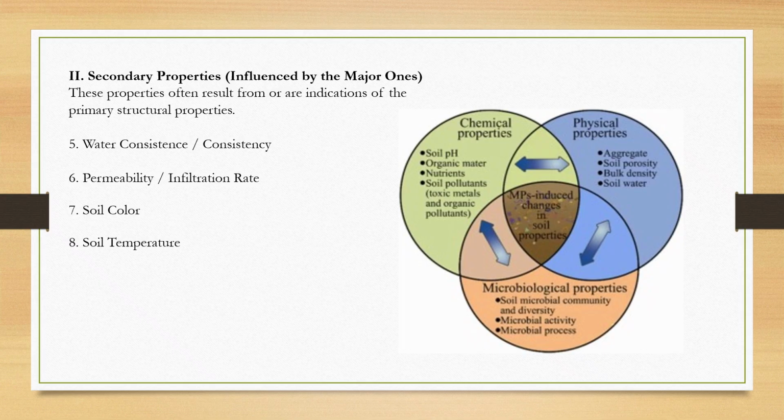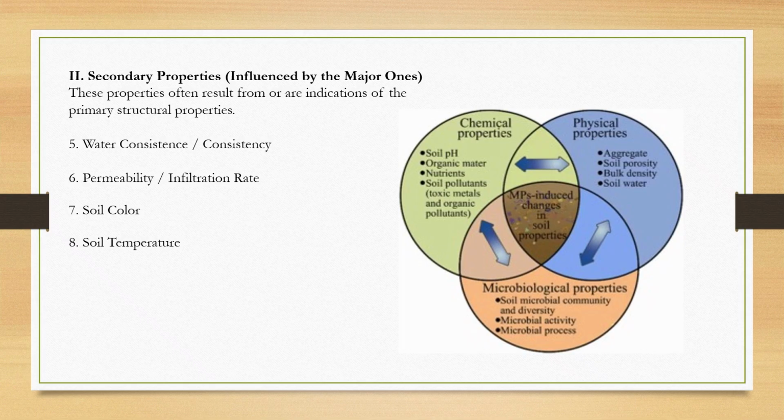So in this slide you can see a diagram. This diagram is a Venn diagram illustrating how different categories of soil properties are interconnected and specifically how MPs impact them. Here MP stands for microplastics. These three overlapping circles represent the three major groups of soil properties. The first one is the chemical properties. I have given some examples in the green colored circle for chemical properties.